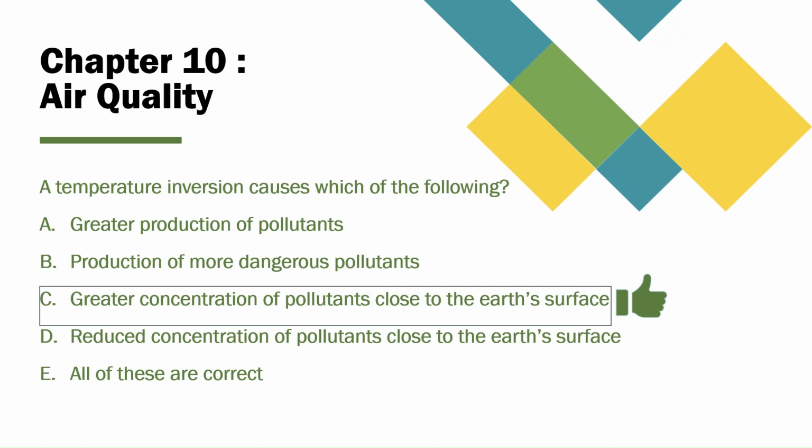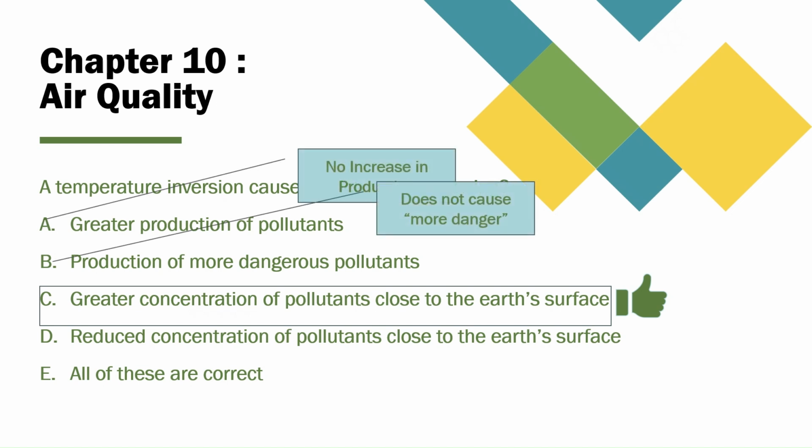A temperature inversion occurs when a layer of warmer air traps cooler air near the ground, preventing pollutants from rising and dispersing into the atmosphere. This leads to the buildup of pollutants at ground level, worsening the air quality. Inversion does not increase the production of pollutants. It traps those that already exist. Nor does it cause more dangerous pollutants to form. It simply concentrates what is already present. Obviously, E cannot be correct, since C and D are opposites, and D is not correct because the concentration of pollutants increases, not decreases. This information can be found on page 251 in the textbook.